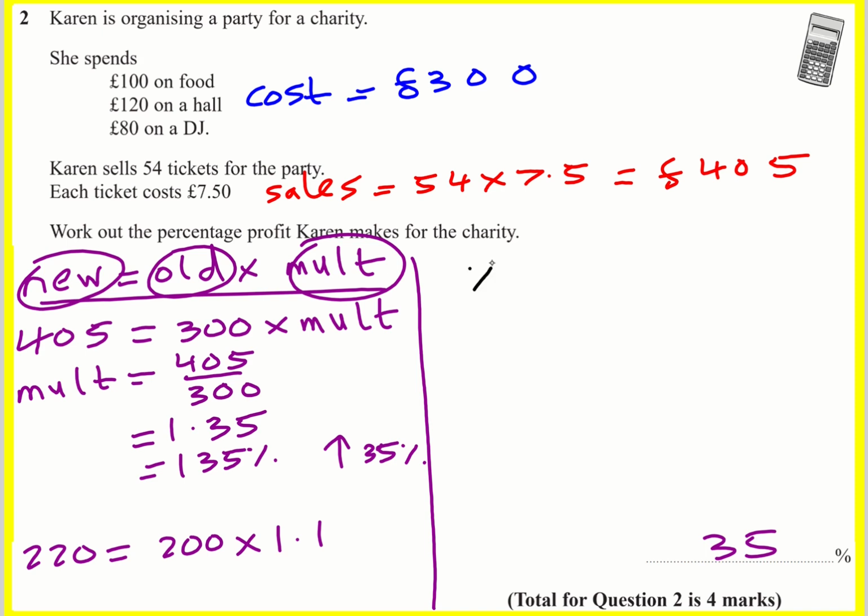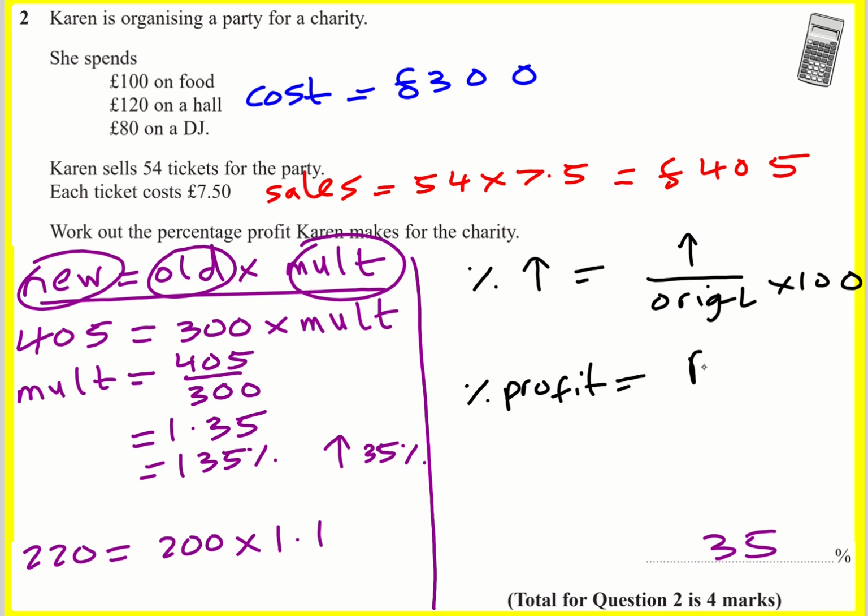There is another way, and it's to learn a formula. It's a little bit like when you learn percentage. So sometimes people learn percentage increase is the increase divided by the original times 100. I see that used quite a bit. Now, there's a similar one for profit. Percentage profit is going to be the profit, because that's our increase, and then it's divided by the cost times 100.